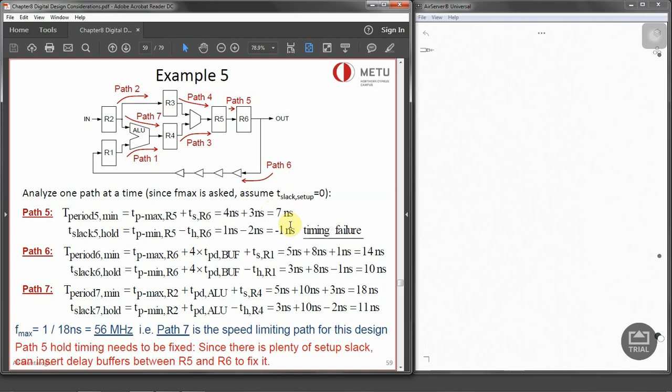I hope it's clear and I hope it makes sense how we are calculating these paths. Note down if you have any questions and ask me during the question and answer session.